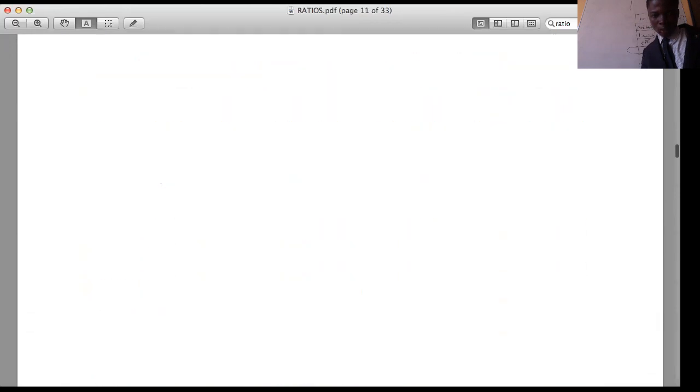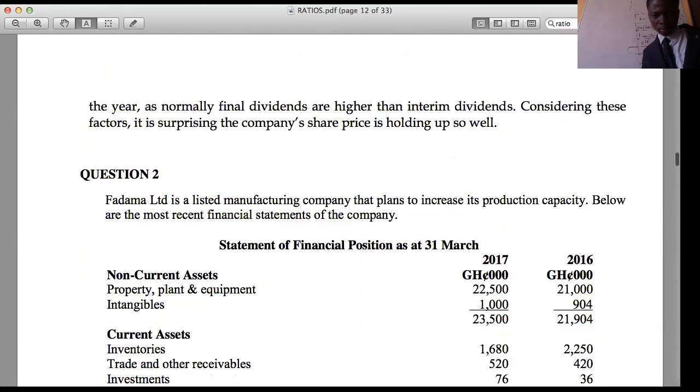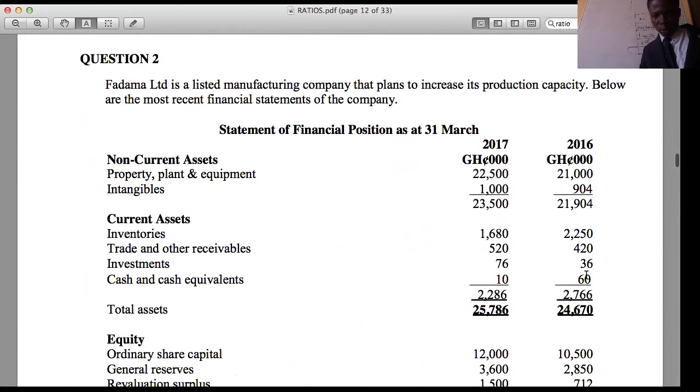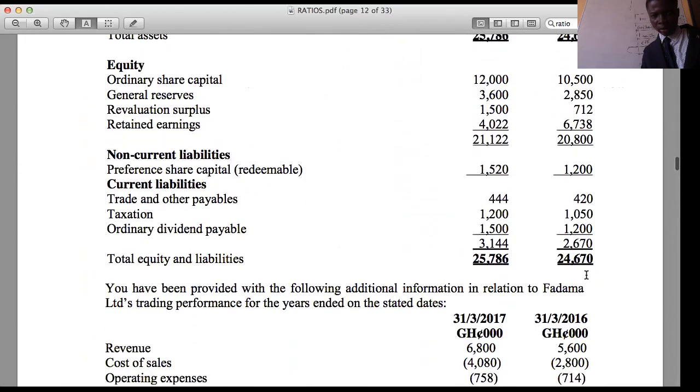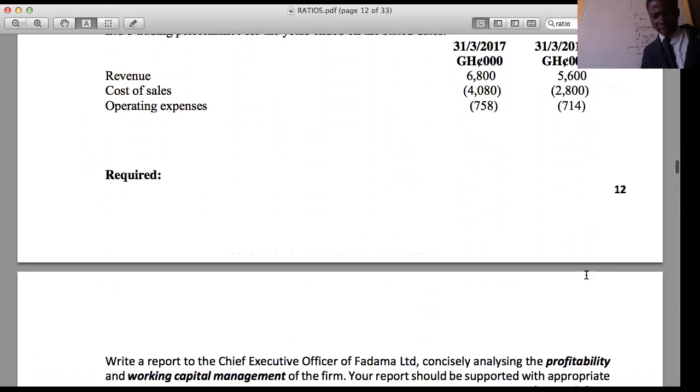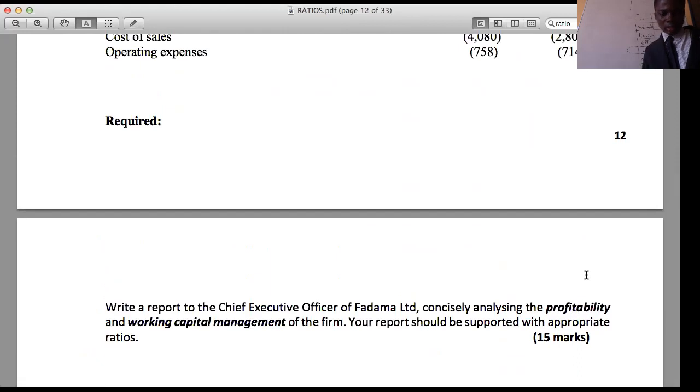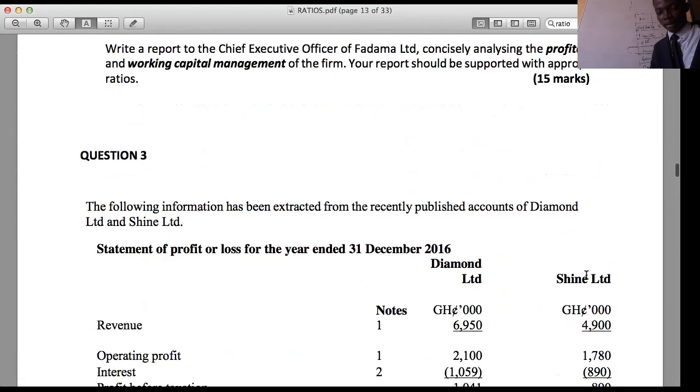Now let's go to question 2, Fadama. I'm going to the requirement to show you what we need, and then you'll be fine. This question just asks us to write a report. It didn't tell us the number of ratios we should calculate. Please, maximum should be 10 ratios for each year. So that makes 20.